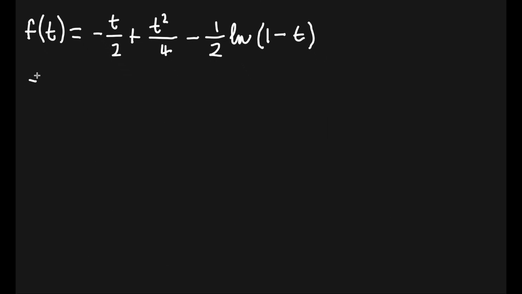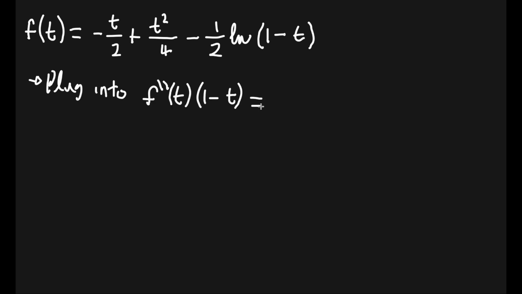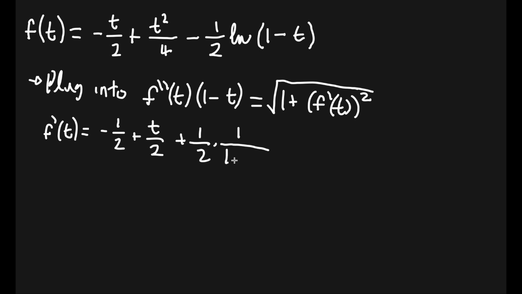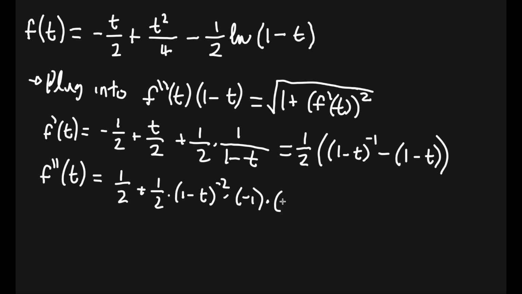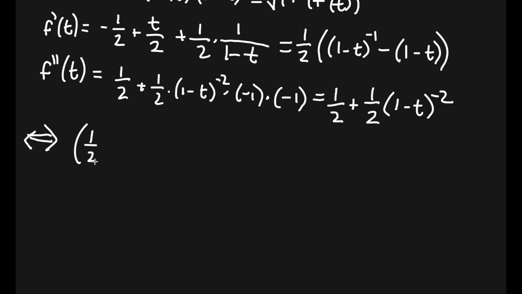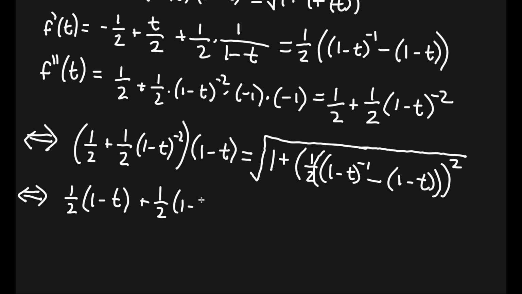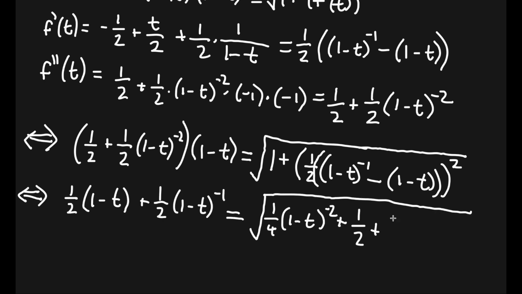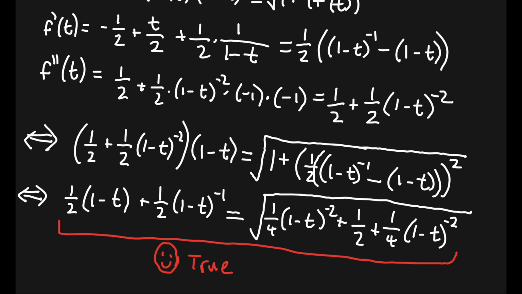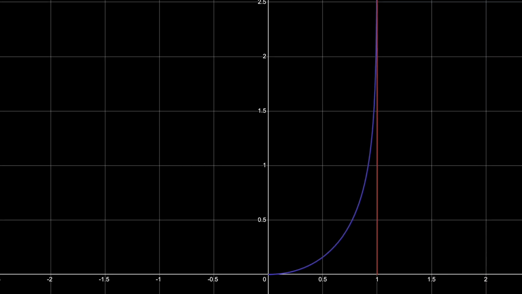Before graphing it, we can try plugging the solution back into the differential equation to check. Calculating f prime of t and f double prime of t, plugging them back in, and finally simplifying. The equation does work out, so we can move on. Finally, we can graph the solution.